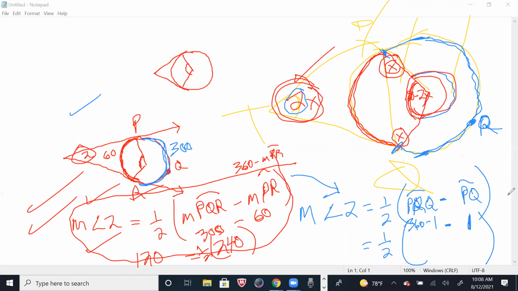There's probably a significant difference between the way they teach geometry in India than the way they teach it in the United States. In fact, it wouldn't surprise me if the theorem that you have to work with uses the angle instead of an arc, because they're the same thing.